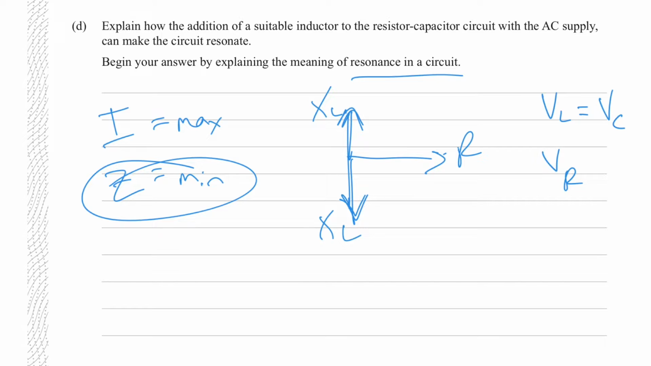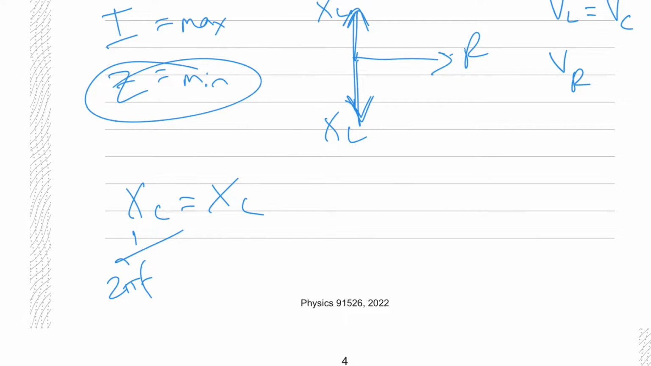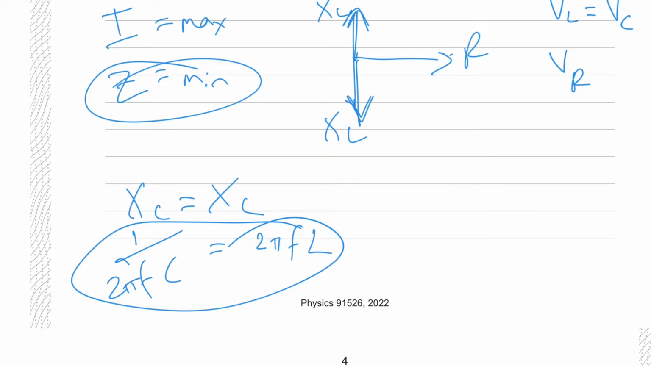You have to have the right value inductor to make XC equal to XL. So 1 over 2 pi FC must be equal to 2 pi FL. Let's have a really quick look in your resource for the equation. Yep, they do give it. So the equation, which you can work out from calculating this anyway, for the frequency of resonance is 1 over 2 pi square root LC.